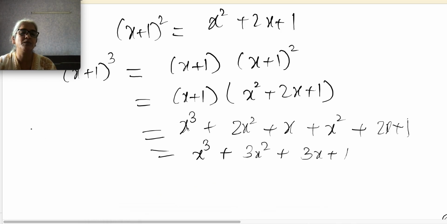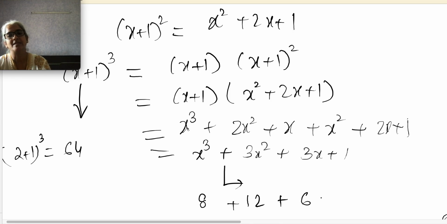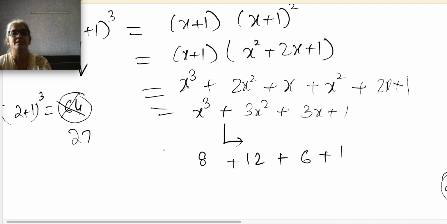Let's do it for maybe x equal to 2 for this expression. 2 plus 1 the whole cube, which is 4 cube is 64. And if you look here, 2 cube is 8, 2 square is 4, 4 times 3, 6 plus 1. Oh, I'm sorry, this is 2 plus 1, 3 cube, which is 27 and not 64. And here also you see that 12 plus 8 plus 6 plus 1 is 27. So I'm verifying that the rule that I wrote was true for x equal to 2.